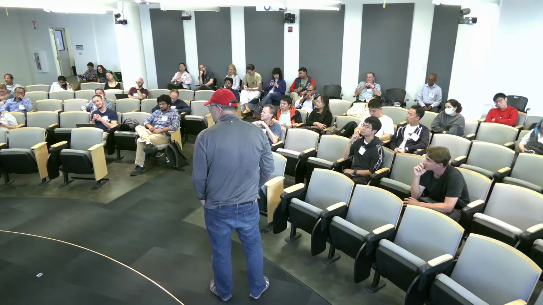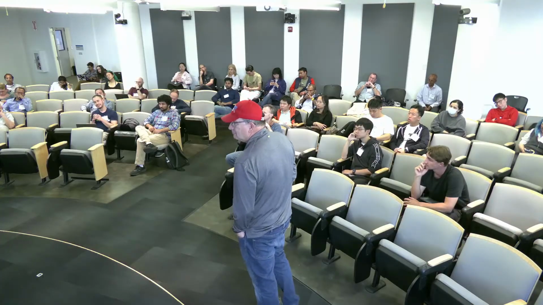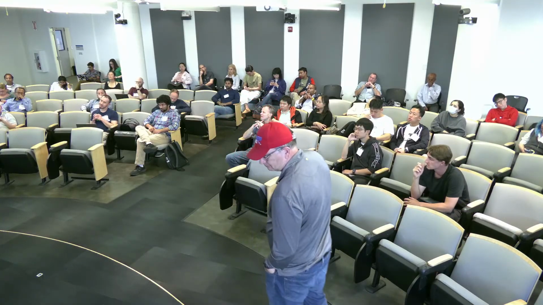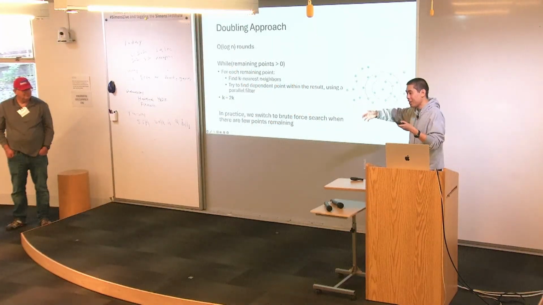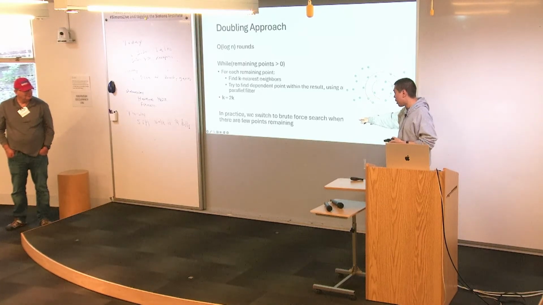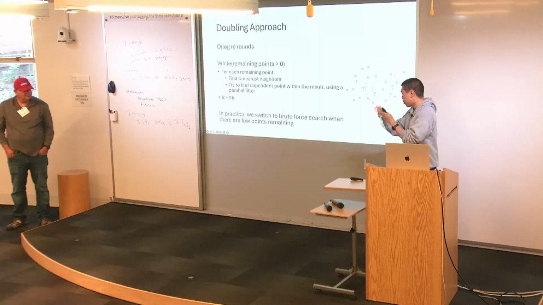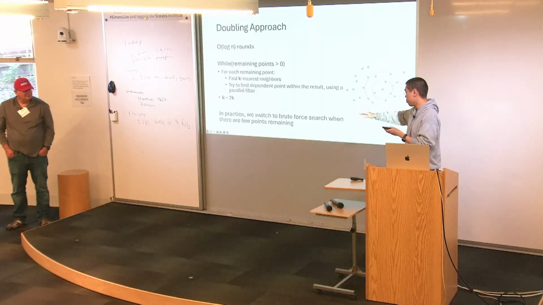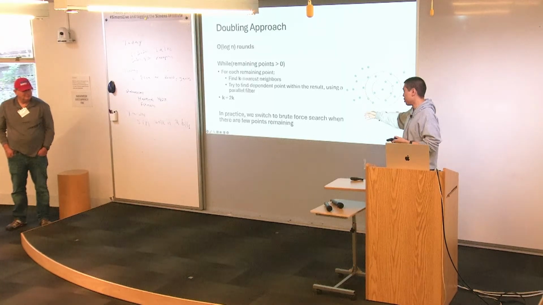Let me go back to this slide. Basically, most of the points are going to find a dependent point in the first round. Some of the points, if they have pretty high density and their dependent point is very far away, you're not going to find that even if you keep going for many rounds. So in practice, we found that after most of the points already found a dependent point, the remaining points are unlikely to find a dependent point unless you look at all of the points anyway. So we just switched to a brute force search.